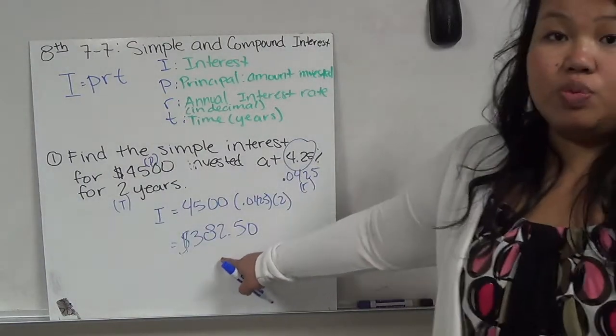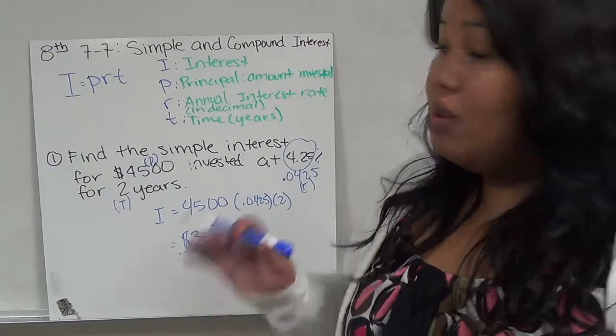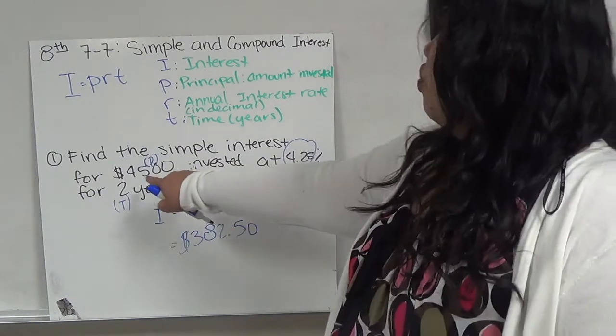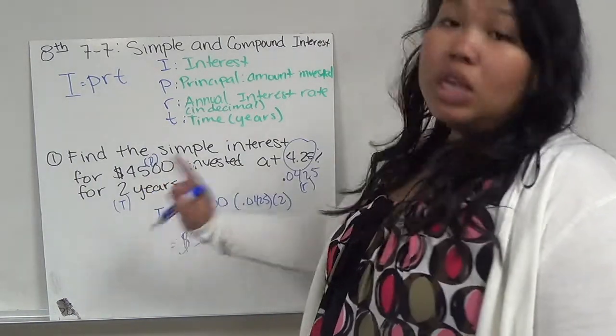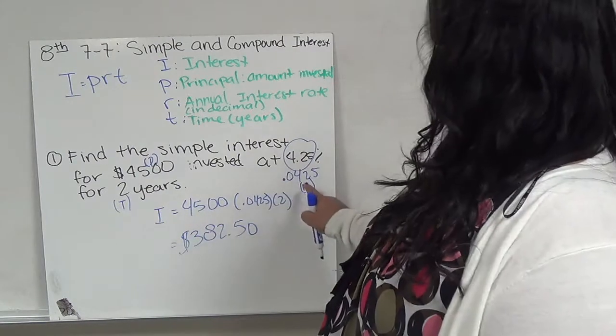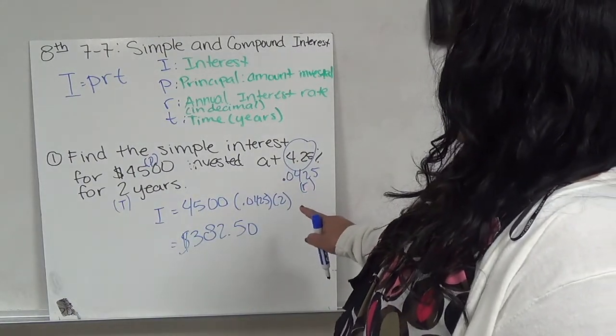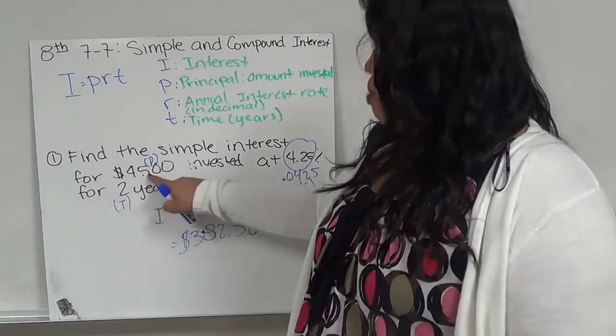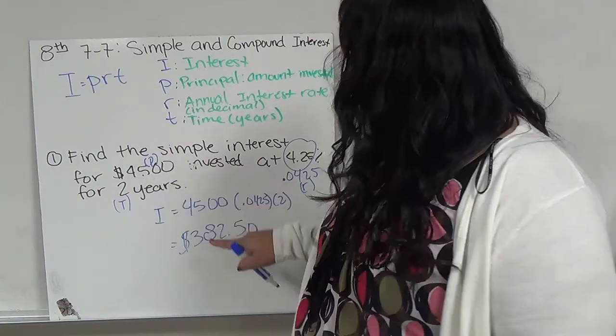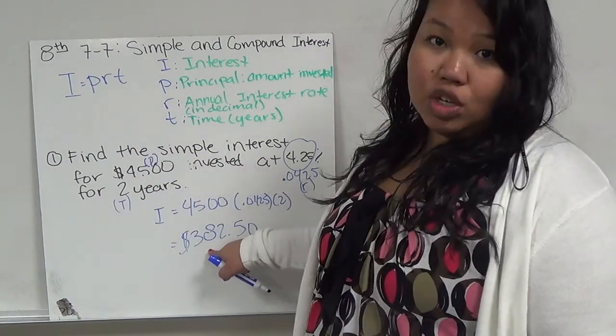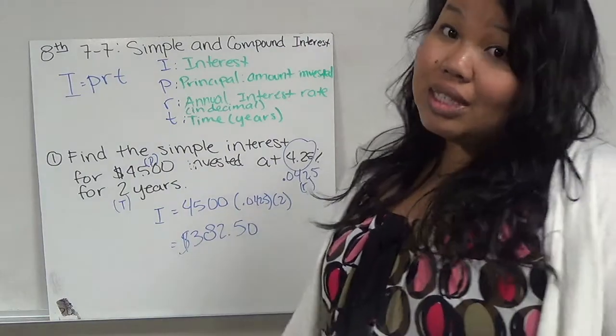This doesn't mean this is what's going to be in my bank account. It means if I put in $4,500 for 2 years with an interest of 4.25%, I would have my original $4,500 along with an extra $382. Same thing the other way.